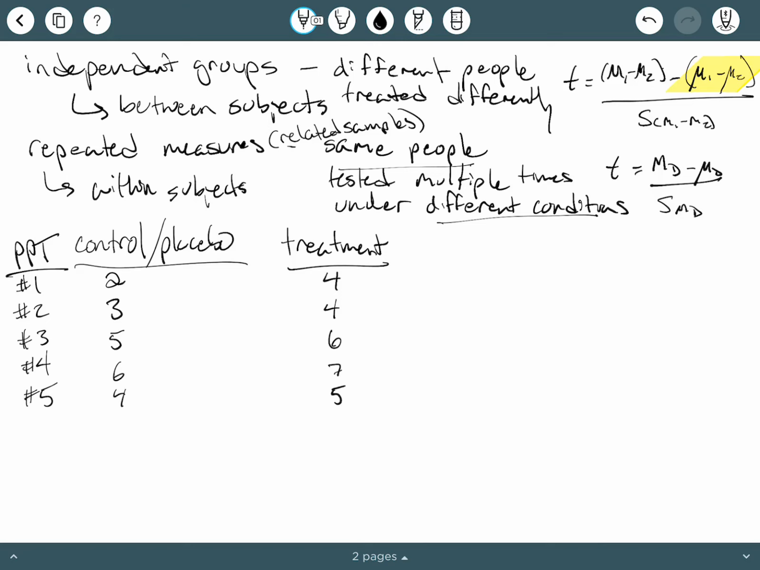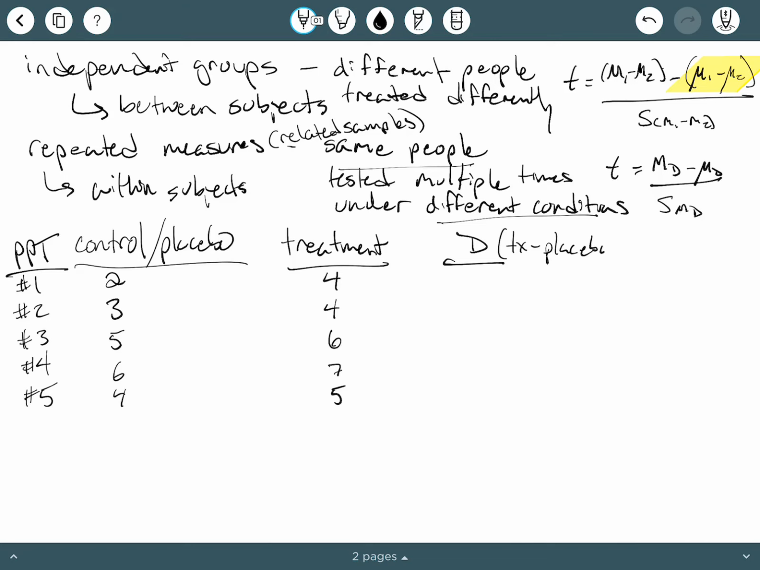Now, we could look at the means for these two groups, and we'll need to find out, on average, under what condition these same 5 participants performed better. But we want to find out if that difference is significant. And in order to do that, we need to calculate their difference score, right? We're going to do that by subtracting the treatment minus the placebo.